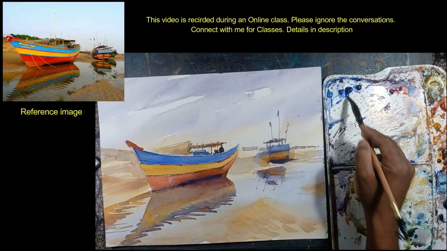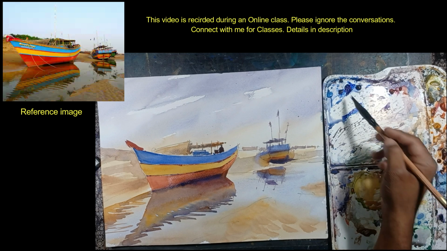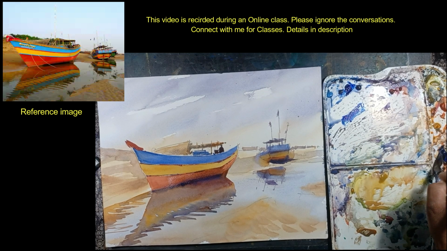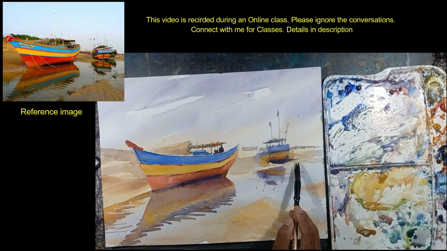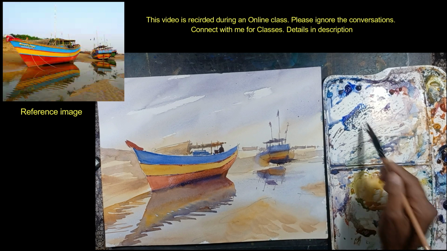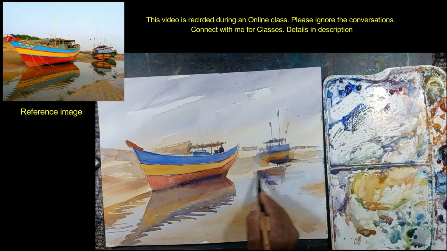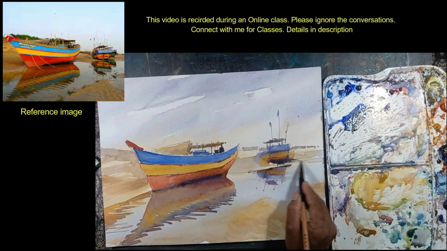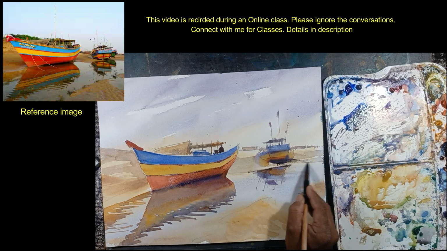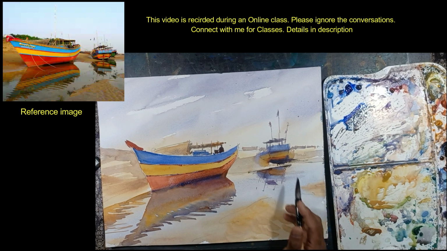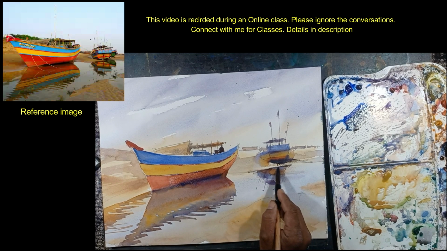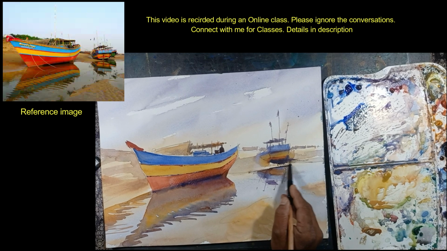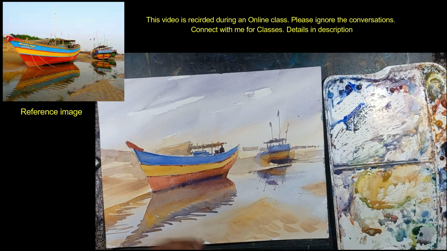Once this is done, I will take just some blue, some burnt sienna, and with this I will put some dry brush strokes along the edge of this water body. There is some water which is coming here, and then there is this ground, so we have to give a little darkness in the edges so that these two get differentiated.